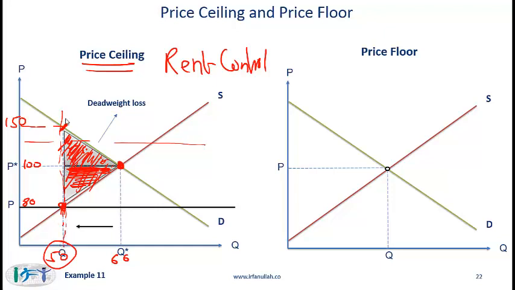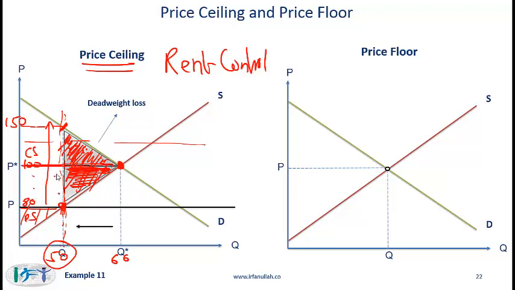Now, what producer surplus is left? If producers can only sell for 80, then this is what is left of the producer surplus. And this region here seems to be the new consumer surplus. So in the past, the consumer surplus was above this red line. Now, in theory, it seems like the consumers have benefited a little bit, or the surplus has gone up.